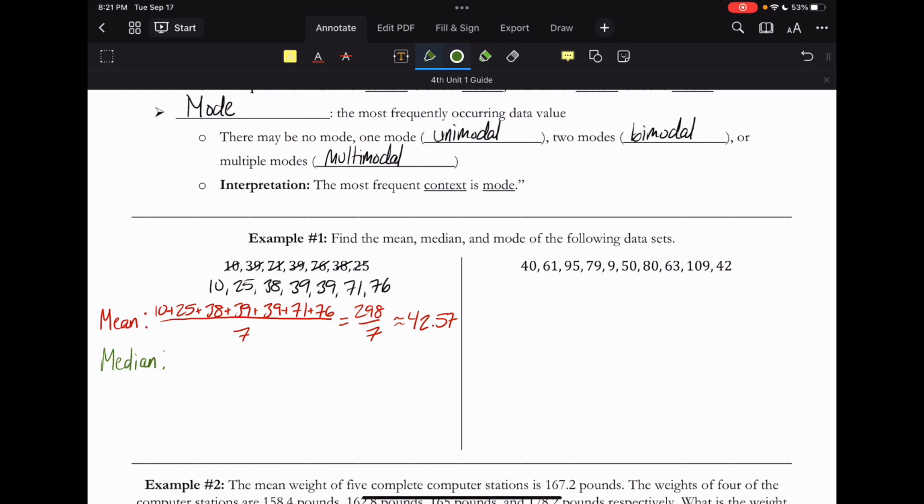My median, again, is my midpoint, the exact middle. Since I have an odd number of data points, I'm just going to go to the exact middle. The exact middle here is 39 because it's 3 to the left, 3 to the right. So I have 39 as my median. And then my mode is my most occurring data value, and the one that occurs the most is 39. So that's how you find those statistics from the data points.